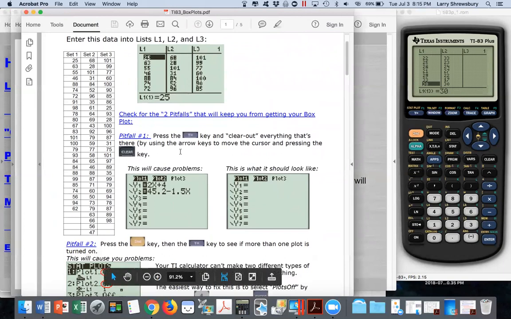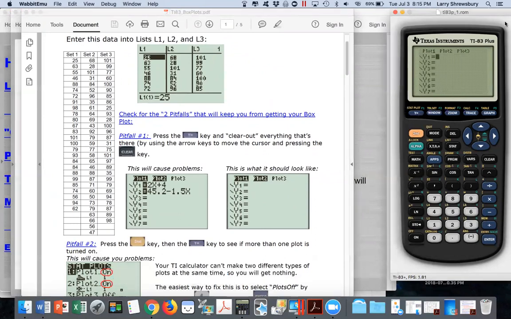So what I'm first going to do is check for these two pitfalls. So let's press Y equals. Now see how blank it is? That's perfect. But like over here, what if you had been graphing some functions? If you had anything in there, you'd have to put your cursor there and then press the clear key to make it go away. So it's all nice and clear, just like you see over here. Wouldn't hurt to scroll down, double check, make sure nobody hit anything down here out of view. So that's taking care of pitfall number 1.